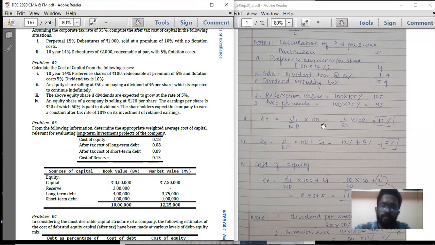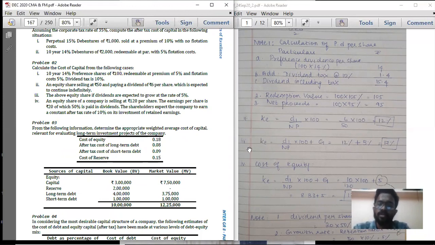D1 divided by NP into 100 is equal to, what is the dividend? 6. What is the NP? 50. So 6 divided by 50 into 100 is equal to 12%. Then case 3, the above equity share, if dividend is expected to grow at a rate of 5%, just for the above percentage you should add 5%.